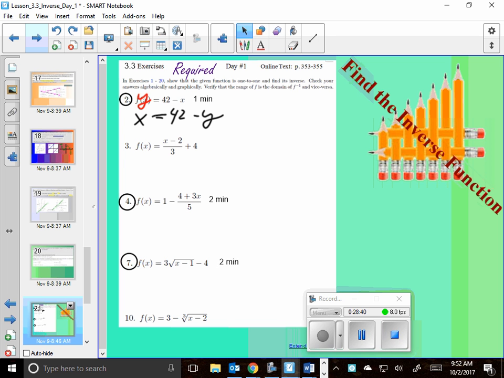If all it was switch x and y, you got to admit that is incredibly easy. Of course it's more than that, but you switch x and y, but then you got to solve for y.